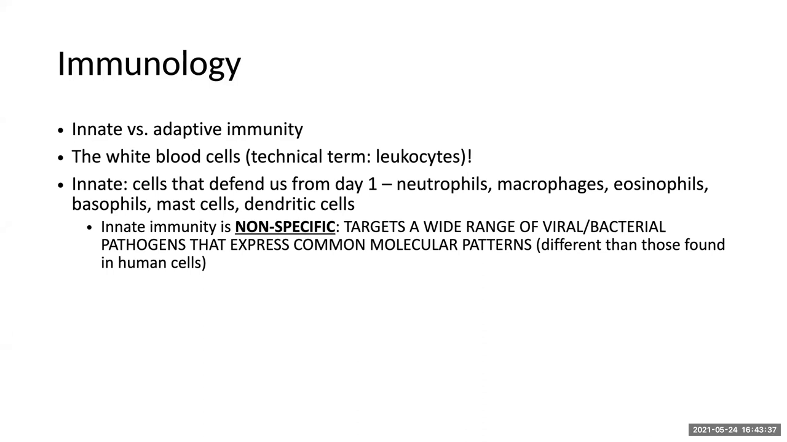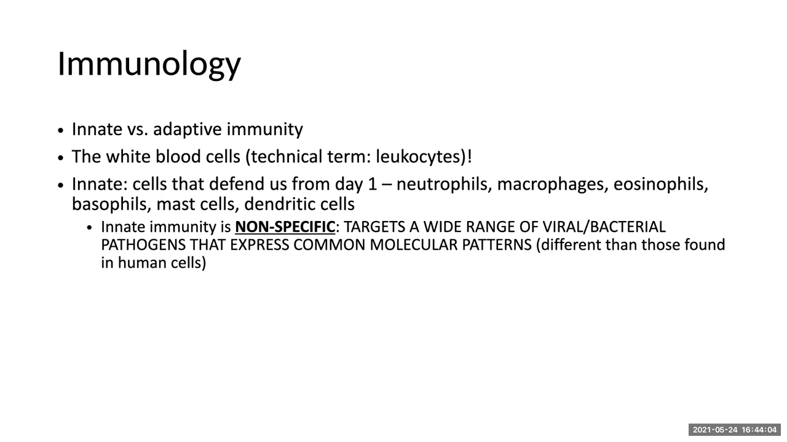They vary in the different mechanisms of how they kill bacteria and viruses, but the general idea I want you to know are these cell types. So if I were to ask, which of the following is an innate immune cell? The answer would be a neutrophil or a macrophage, whatever else is listed here.